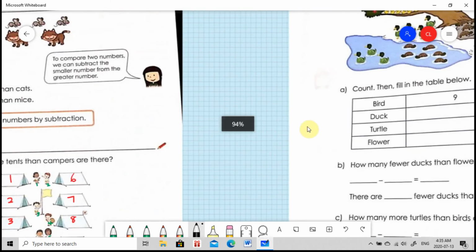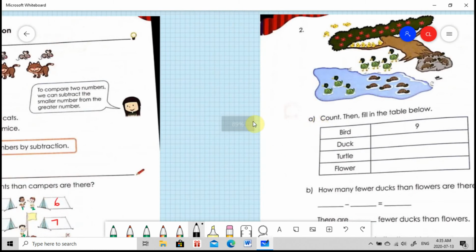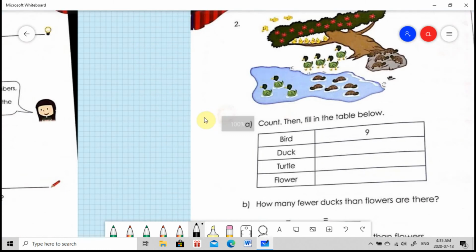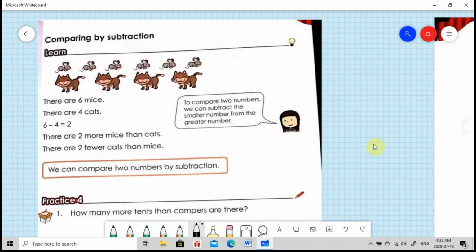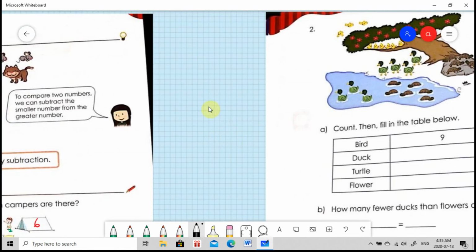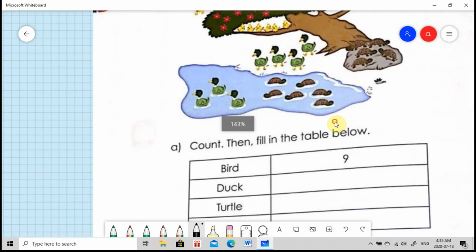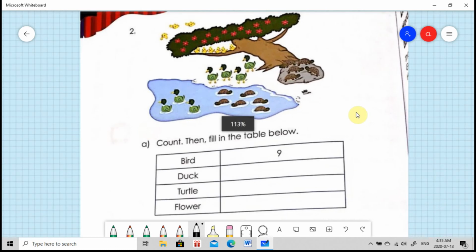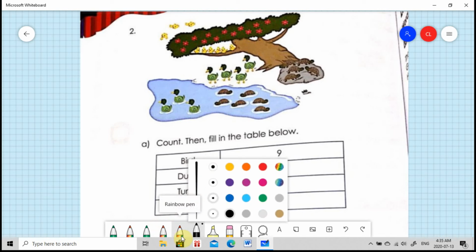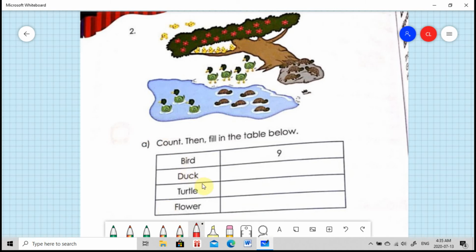Now, let's do a final practice of comparing by subtraction. What you need to do here is count. You need to count how many ducks you have. So I'm going to count how many ducks I have.